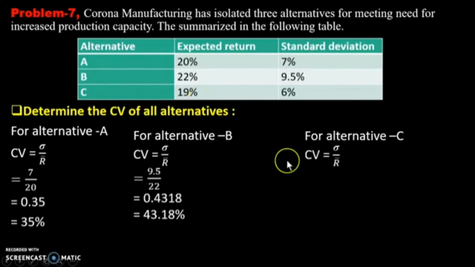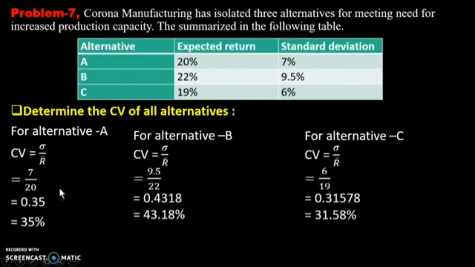And alternative C, CV equals standard deviation divided by R bar. For alternative C, standard deviation is 6% and R bar is 19%. So from the calculation we find the value 0.31578, that means 31.58%.